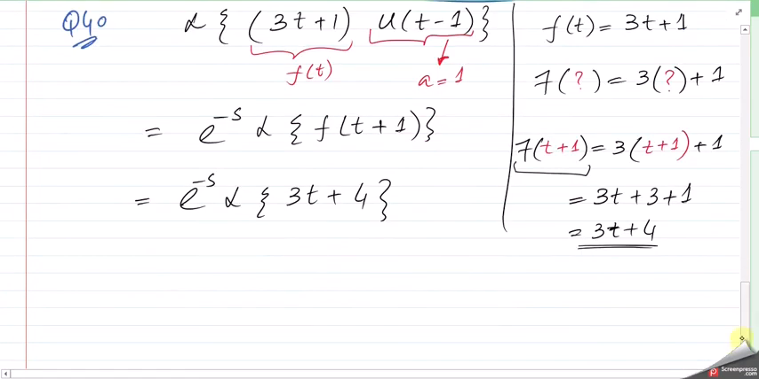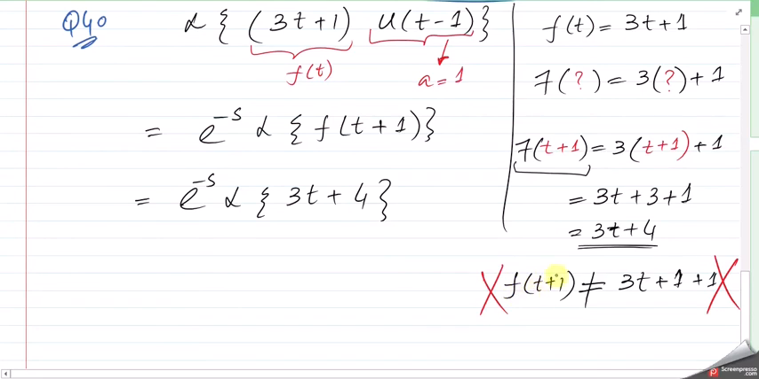Please note that f of t plus 1 is not equal to 3t plus 1 plus 1. F of t plus 1 does not mean just add 1 into the function. No. Replace t with t plus 1. When we replace t with t plus 1, that is a different thing. That is how it works. T is gone, t plus 1 replaced, and 3 multiplies again, and that gives 3t plus 4.